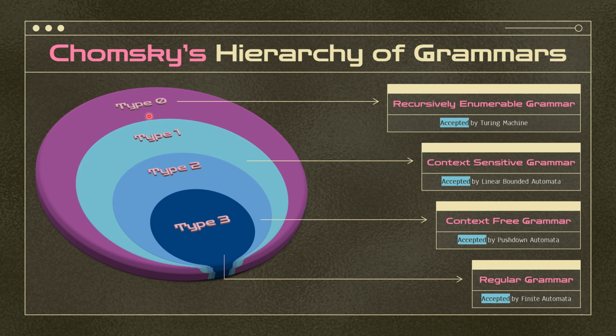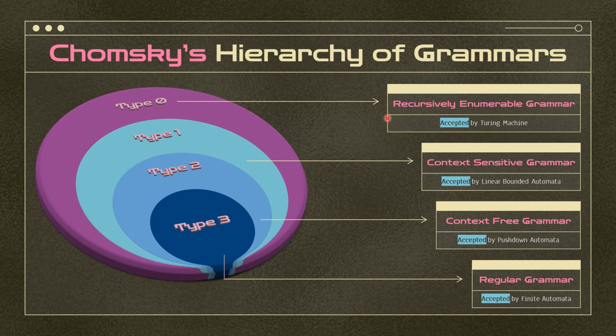Type 0 grammar is known as unrestricted grammar. Type 1 is known as context-sensitive grammar. Type 2 is context-free grammar, and Type 3 is regular grammar. Regular grammar generates regular languages, which are accepted by finite automata. Context-free grammar generates context-free languages, which are accepted by push-down automata. Context-sensitive grammar generates context-sensitive languages, which are accepted by linear-bounded automata.